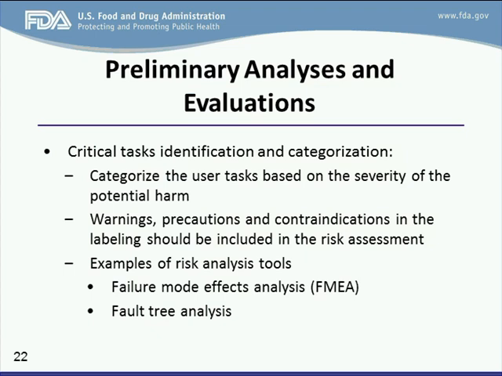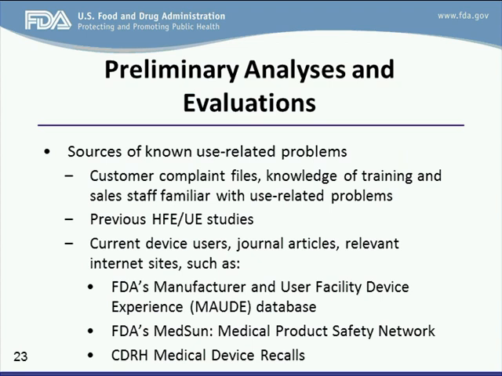And tools to do this are typically bottom-up tools. So you're looking at failure modes and effects analysis. This is where you're walking through on a task level what could go wrong at each task. This would be an FMEA or a FMECA. And then fault tree analysis is also another method that's used for this. And also, as you're going through this, there are evaluations of known use problems that can lend insight into this. That can be your internal complaint files. It could be knowledge that your sales staff or training staff may have. It could be information you have from previous human factors studies. Another good source are databases such as the MAUDE database or MedSun here at the FDA. But there's also industry sites. There's even YouTube, which sometimes has some interesting information on how your device is being used. So there's lots of places to gather this data.